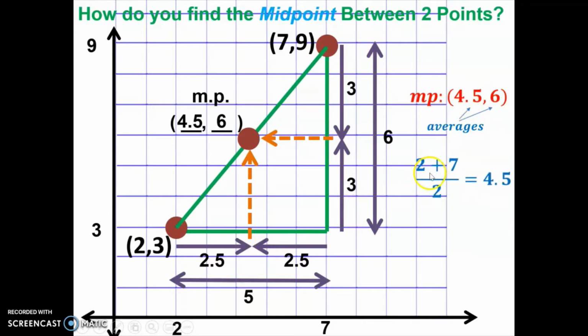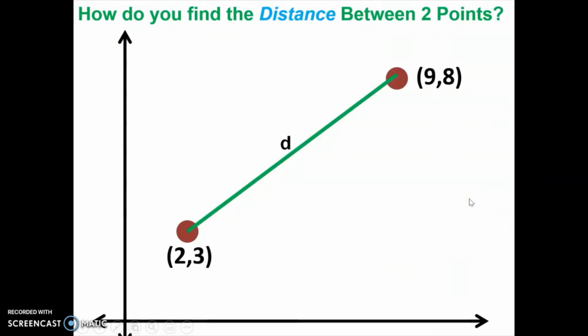The average along the x-axis: this x-coordinate is 2, and this one is 7. So we do 2 plus 7 divided by 2. That's how we find an average. It gives us 4.5, which is exactly in the middle here. Same thing on the y-axis. The two y-coordinates were 3 and 9, so we add those and divide by 2. We're finding the average between 3 and 9, and it is 6. That gives us the same value we had here. So averages, remember that. Now let's switch to talk about the distance.